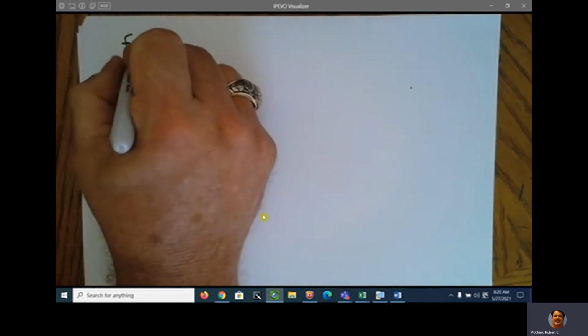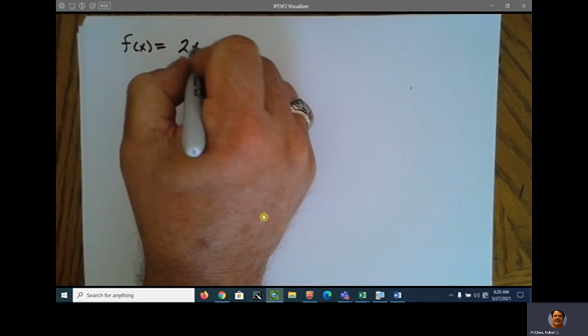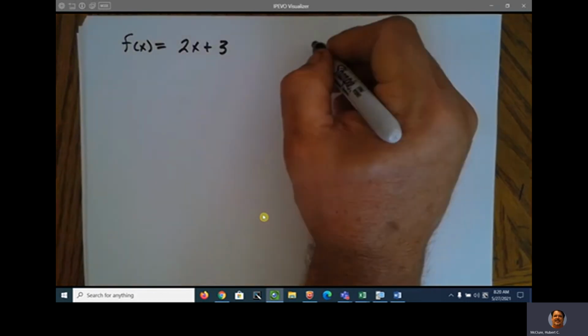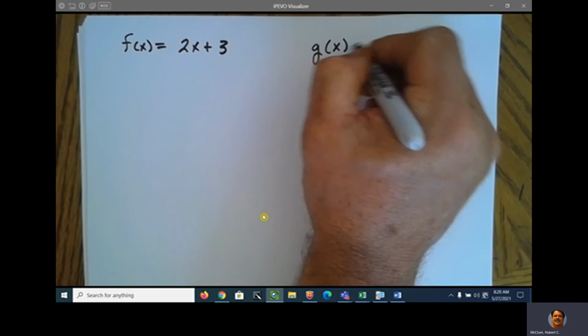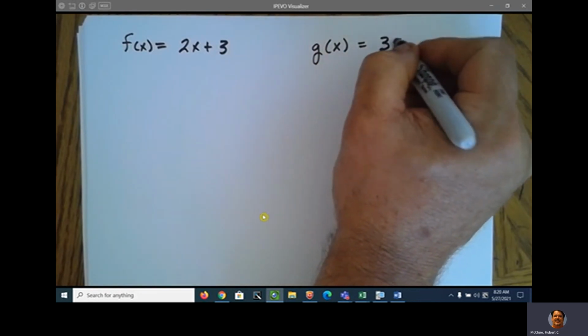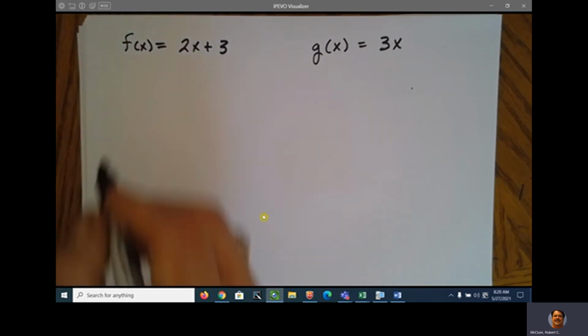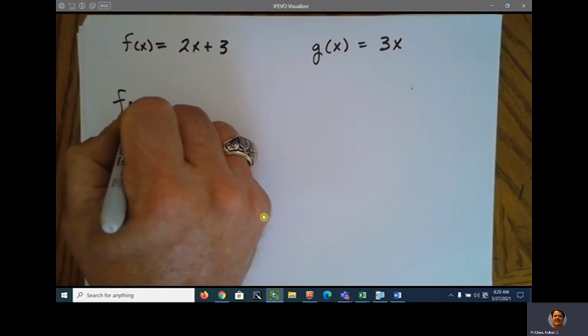F of x is equal to 2x plus 3. And g of x is equal to 3x. Okay? So I want you to give me f composed of g.